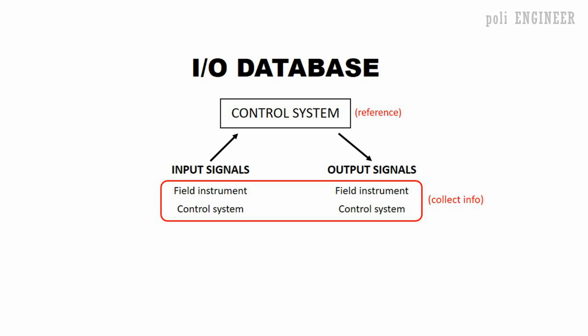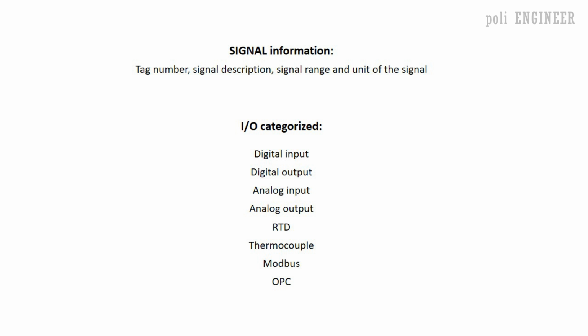The first step in making this document is to collect all the signal information from the vendors of each field instrument and from the vendors of other control systems connected to the reference control system. This information roughly includes the tag number, signal description, signal range and its unit. Once all the input and output signal details are available, it is then categorized into digital input, digital output, analog input, analog output, RTD, thermocouple, Modbus signals, OPC signals, and so on.